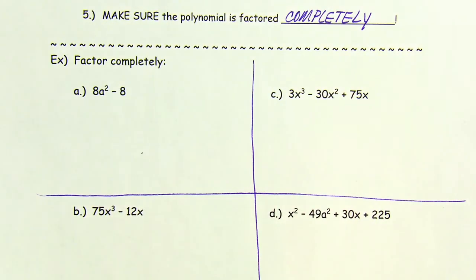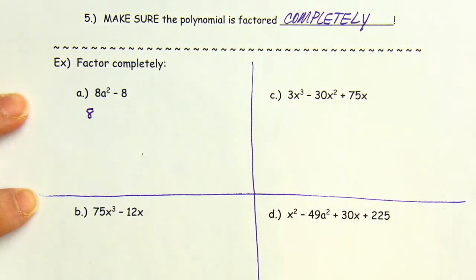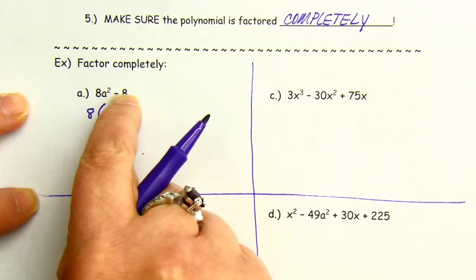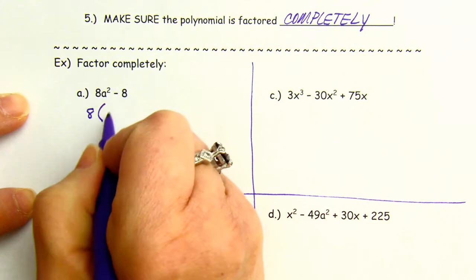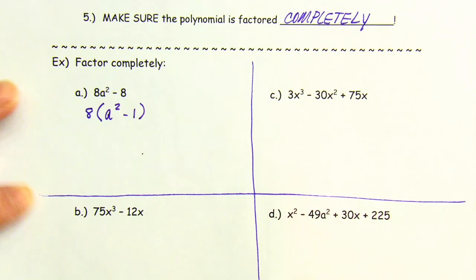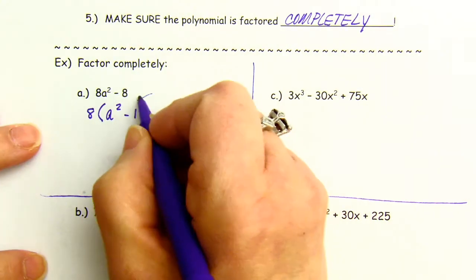8a squared subtract 8. The first thing you always do is look for a GCF. Is there a GCF? You should say, yes, there's a GCF. The GCF is 8. I'm going to factor it out. And remember, factor means divide. So I'm going to divide this term and this term by 8. And that's going to leave me with a squared subtract 1. I'm not done because a squared and 1 are both squares. This is dots.